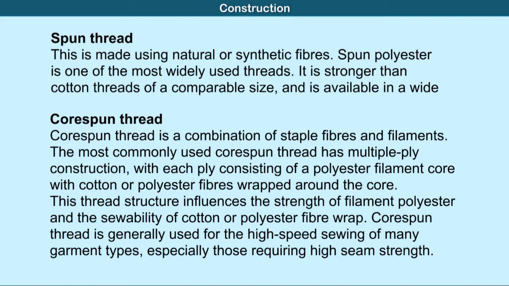The next classification of thread is based on the construction of thread structure. The spun thread is basically made using natural or synthetic fibers. Spun polyester is one of the most widely used threads. It is stronger than cotton threads of a comparable size and is available in a wide variety of sizes and colors.